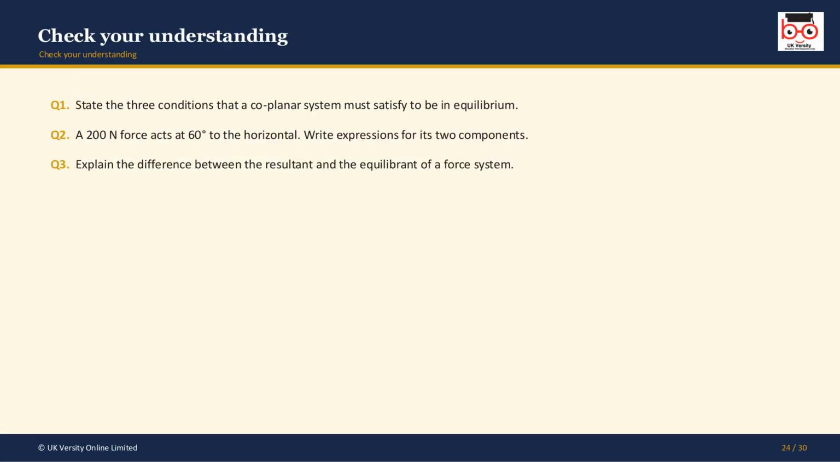Let's pause and test yourself. First, can you state the three conditions a coplanar system has to satisfy to be in equilibrium? Second, if a 200 Newton force acts at 60 degrees to the horizontal, can you write down expressions for its two components? And third, could you explain, in your own words, the difference between the resultant and the equilibrant? Have a think before we carry on.